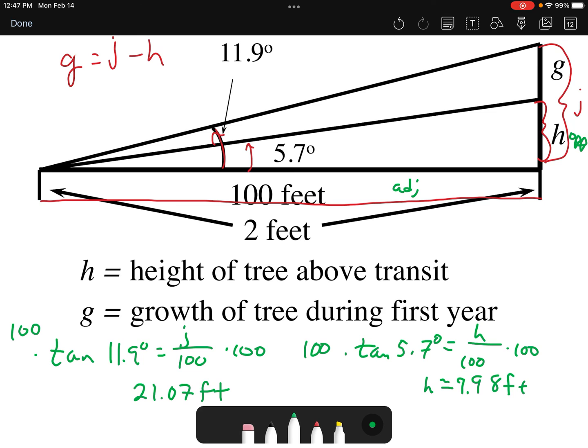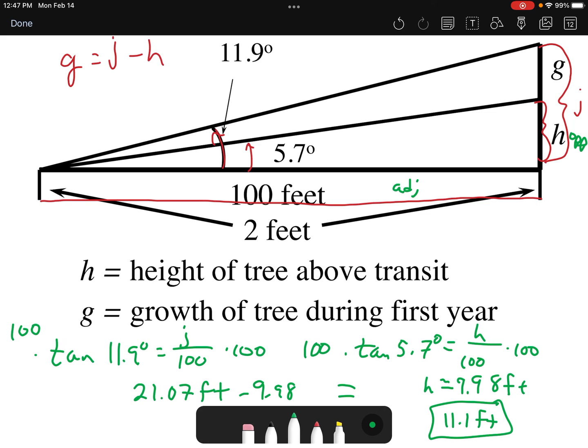So if we subtract those two, we get 11.1 feet, which is still pretty good, isn't it? However, their claim was 12 feet. We are 0.9 feet off. So that is not true. They lied. Well, not really.